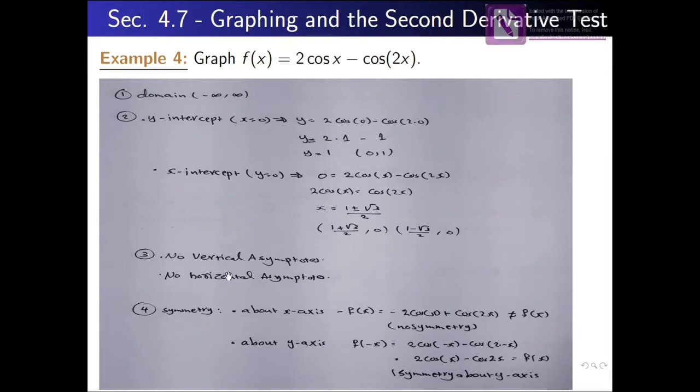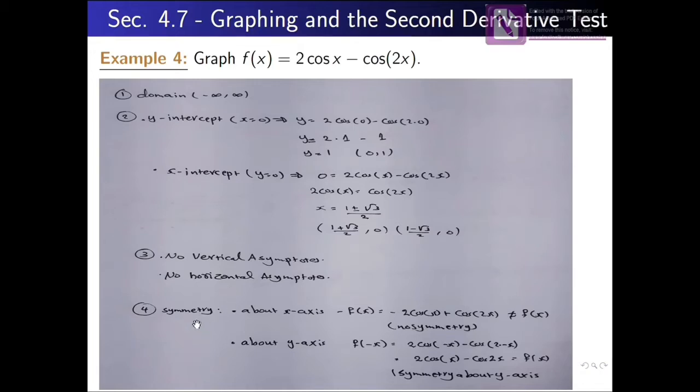For the vertical and horizontal asymptotes: for the vertical asymptote, for cosine there is no vertical asymptote. For the horizontal asymptote, if you evaluate the limit when x approaches infinity, this will give us infinity, and similarly when x approaches minus infinity. So we conclude there is no vertical asymptote, and no horizontal asymptote as well.